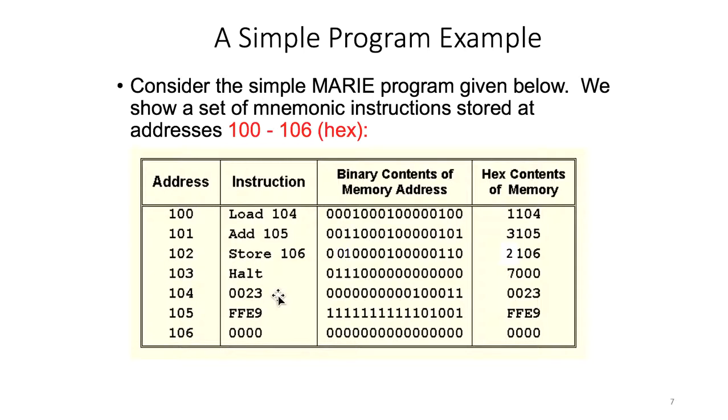The next instruction is stored at address 103. That's a halt. It means after all the operations, the program now terminates. In binary, the first 4 bits are the halt instruction, and the remaining bits are all 0. So in hexadecimal representation, we have 7000. That's the basic representation of the memory program in binary and hexadecimal.